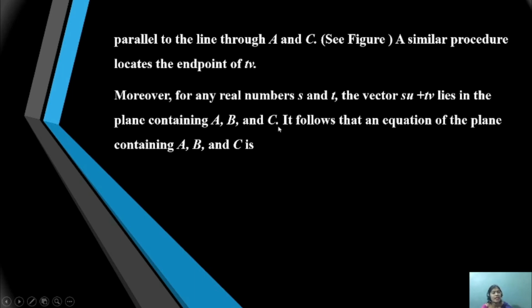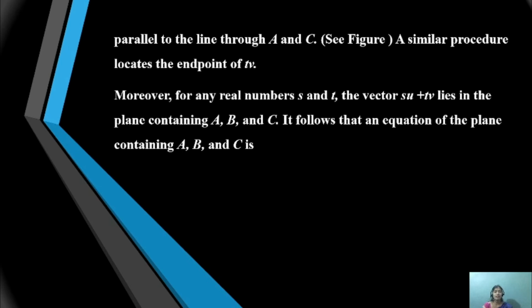Then for any real numbers S and T, given as real numbers, meaning the points such as 1, 2, 3, 4, 5, this is called a real number. Consider the vector S U plus T V, which lies in the plane containing A, B, C, the x-axis, y-axis and diagonal.